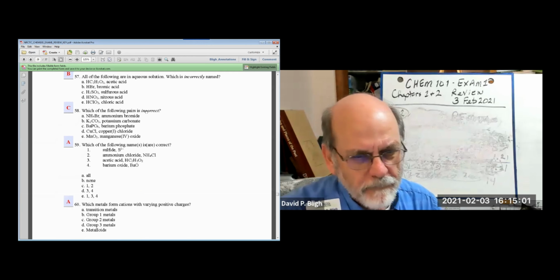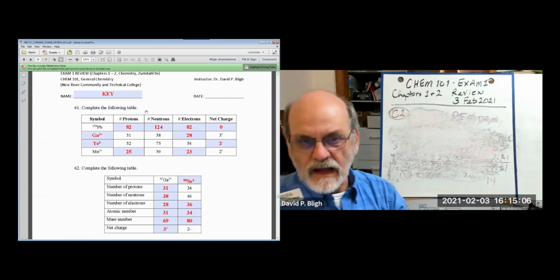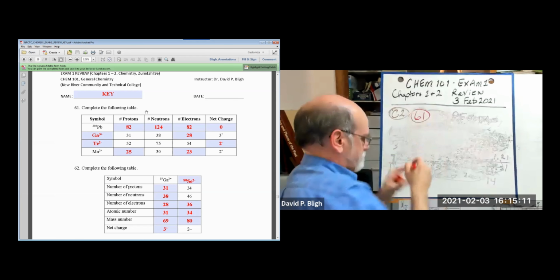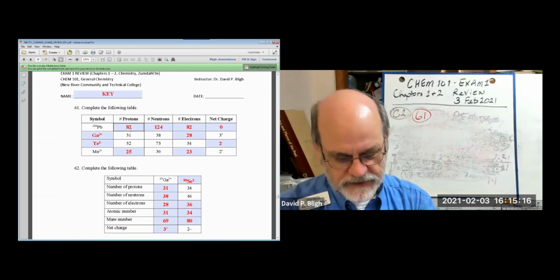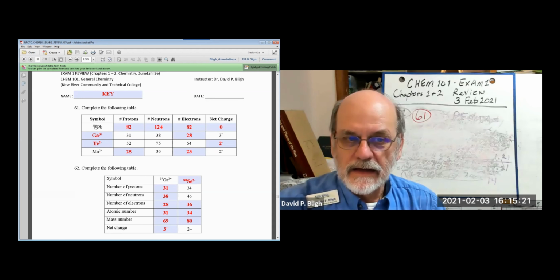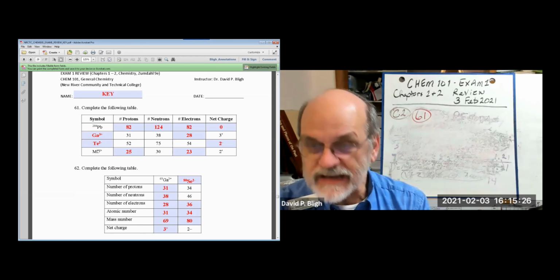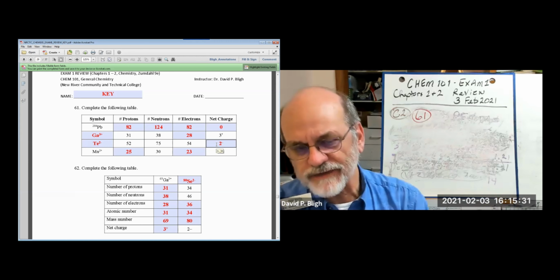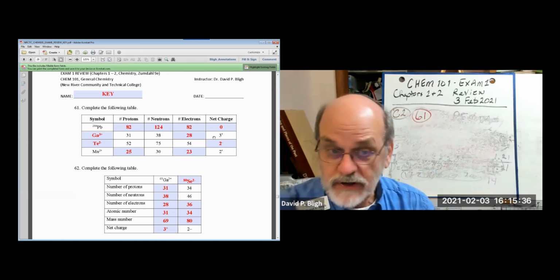So here we are. We've got 61. How do you deduce these numbers that are in this table? You're given the things in black. Those are given. You have to deduce the ones that I put in red. This is the key, so it's got the answers already. But how do you get those answers? Let's look at it.